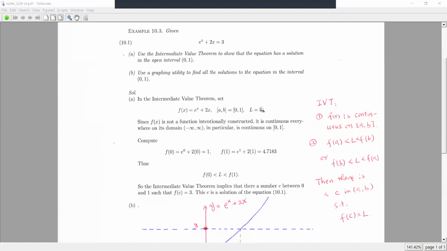Now, L is 3, so L is greater than this function value and less than this function value. So L is between the function values at the two endpoints of this interval. Second condition is satisfied. Now, conclusion. So by IVT, there is a point c between 0 and 1. There, the function value is 3. This point c is a solution of this equation.